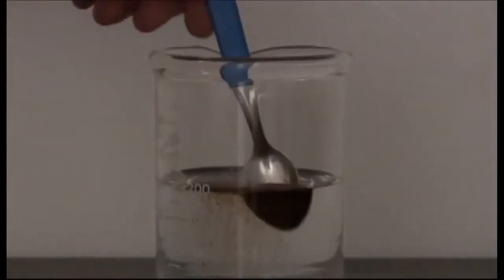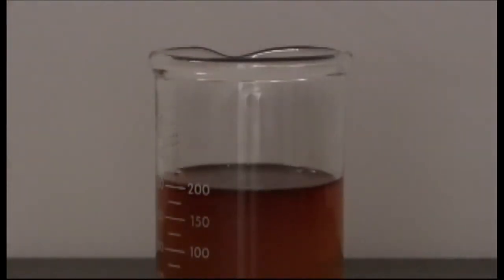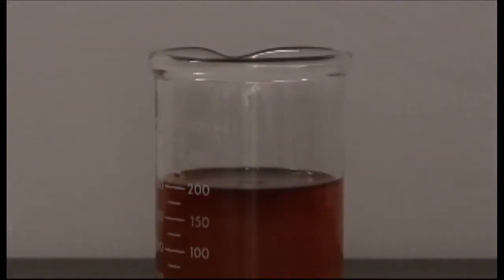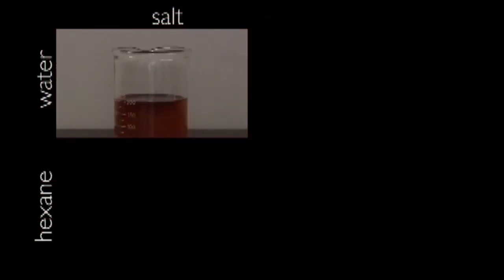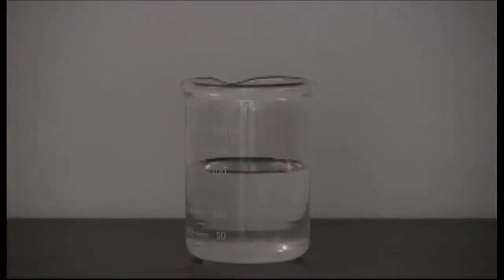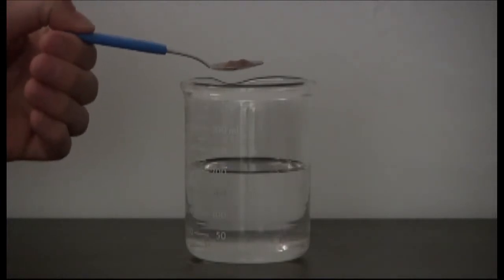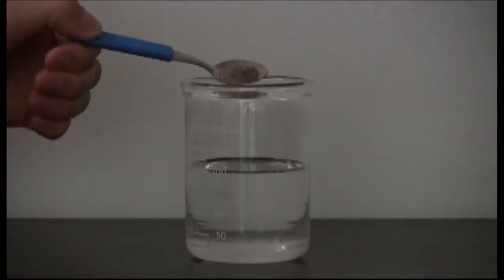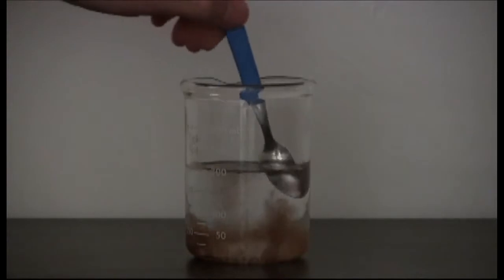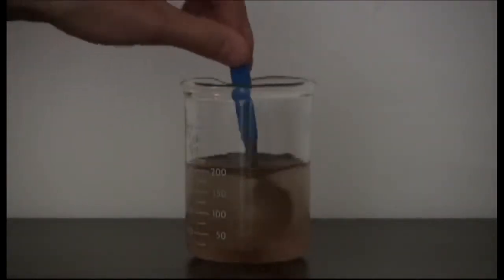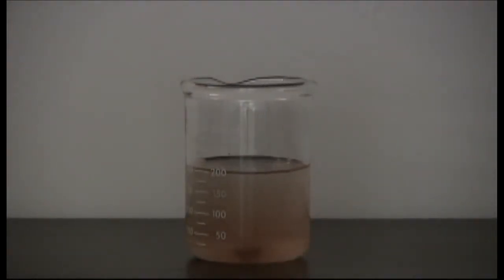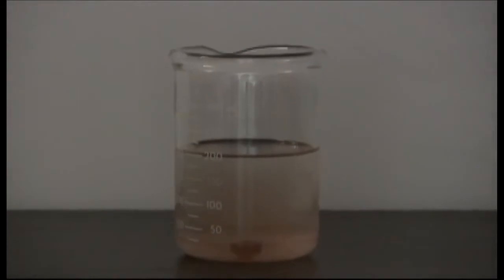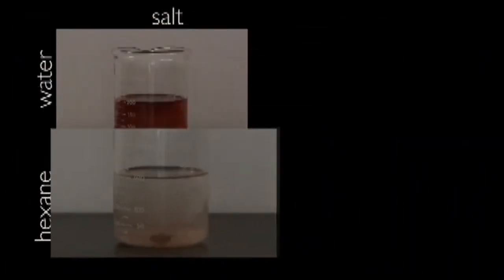You already saw what happened when we mixed the colored salt with water. The salt dissolved in the water because salt is a polar solute and water is a polar solvent. Now we're going to repeat this experiment using different solutes and solvents. Now we're going to try using hexane instead of water. Salt is a polar solute, but hexane is a nonpolar solvent. And as we expected, the salt does not dissolve in the hexane and settles at the bottom of the beaker.